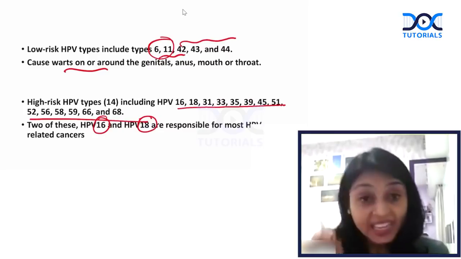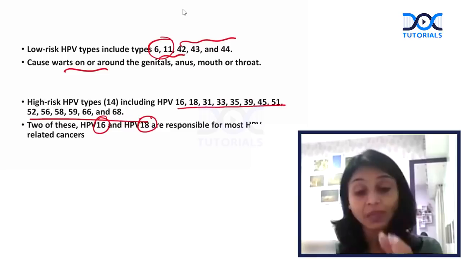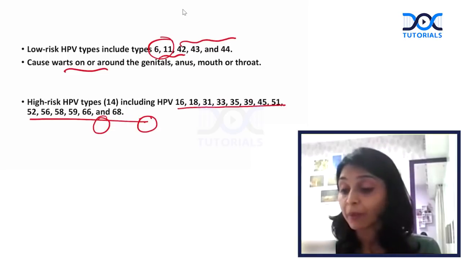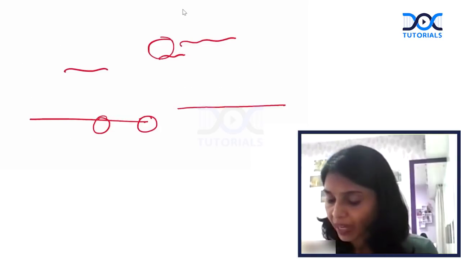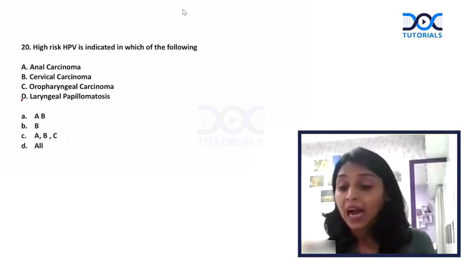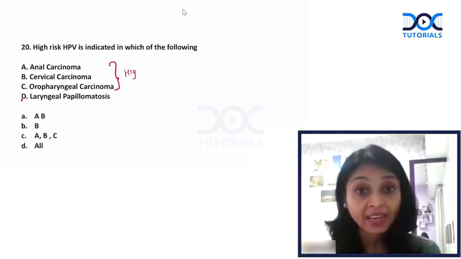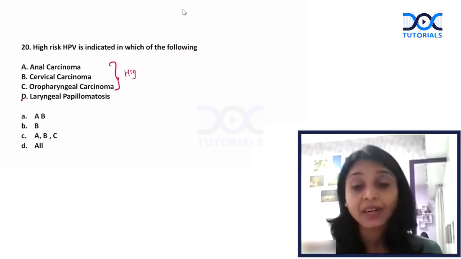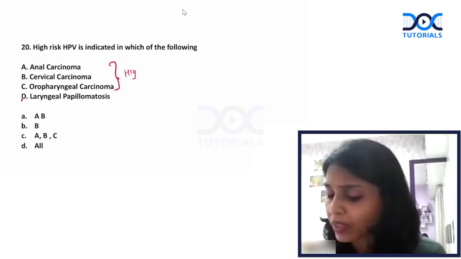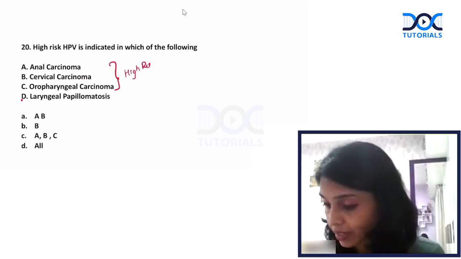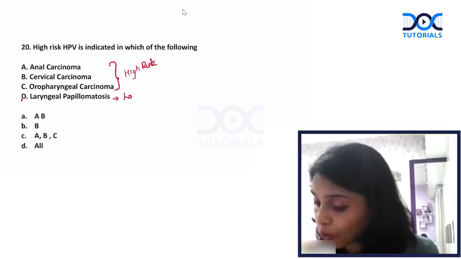And high-risk HPV are the ones which cause the first three that were mentioned in the, sorry, where is it? Okay, I have to go back. These three are caused by high-risk HPV. That means anal cancer, cervical carcinoma, that means CA cervix, CA anus, oropharyngeal carcinoma, all these are caused by high risk. But this one is caused by low risk.